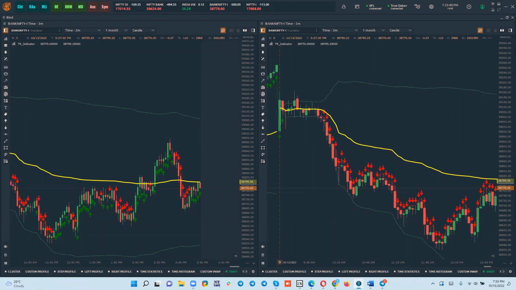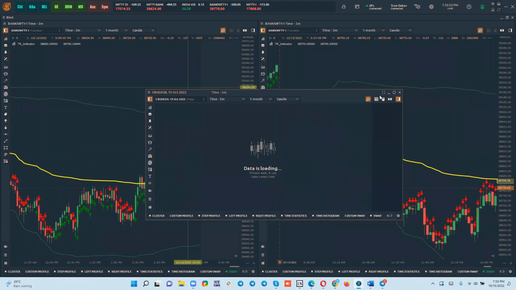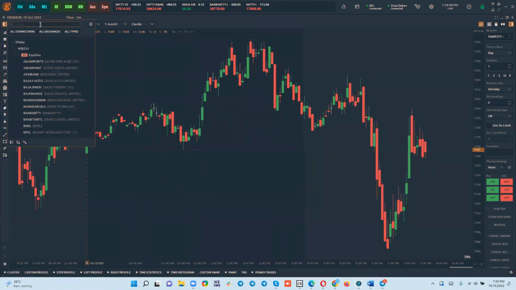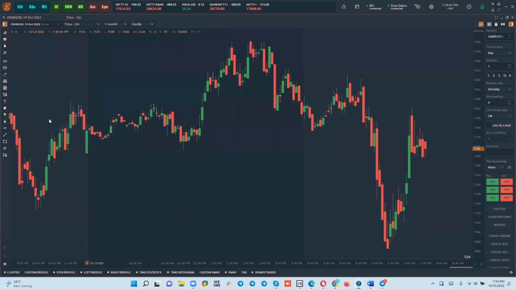Does this work with candle bars or a footprint chart? No, you can put the indicators even on an order flow chart as well. So no problem at all. Let me open an order flow chart. The signal will show even on an order flow chart. So no problem at all.